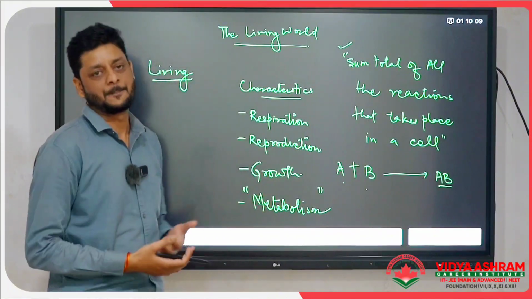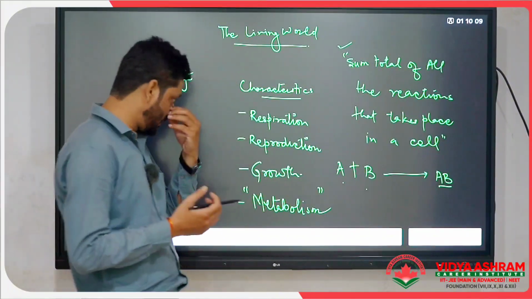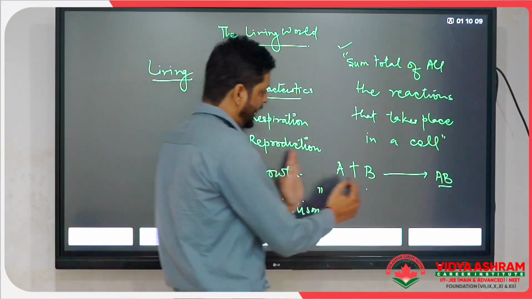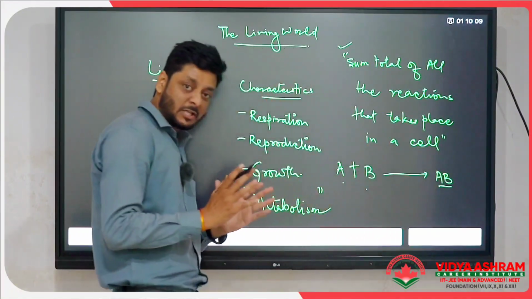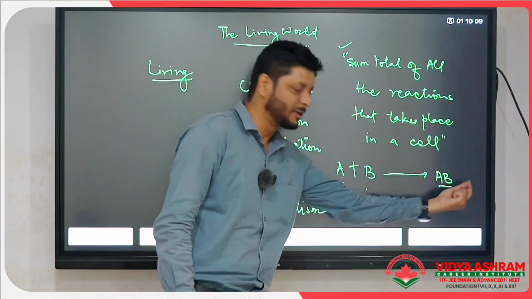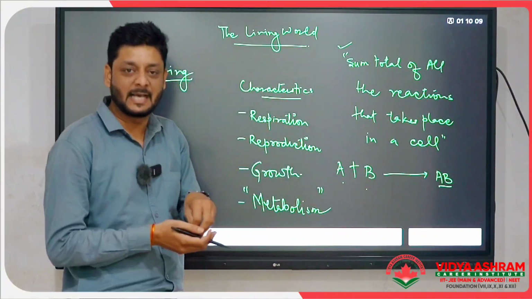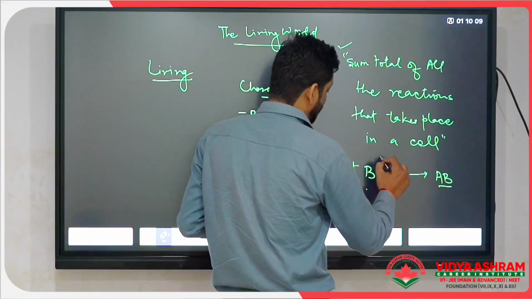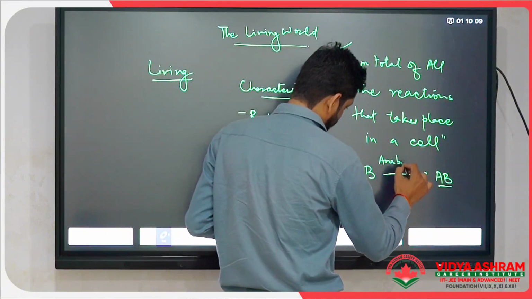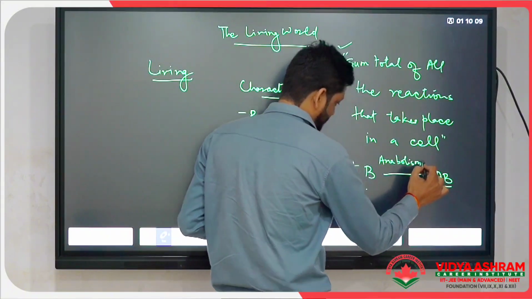How do we make energy? Energy is a big molecule. A lot of energy is released. This kind of reaction, in which a big molecule is produced by the joining of two smaller molecules within our cell, is called anabolism. Anabolism.